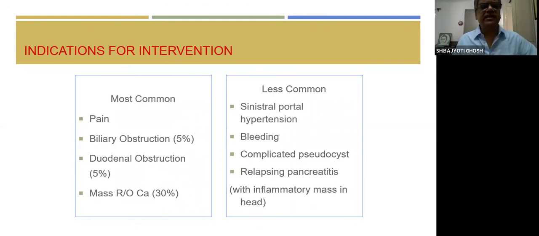These are again the indications for surgery. Pain is the most common indication. There may be biliary obstruction, duodenal obstruction, or there could be a mass. And these are the less common indications: portal hypertension, bleeding, complicated pseudocyst, or relapsing chronic pancreatitis.